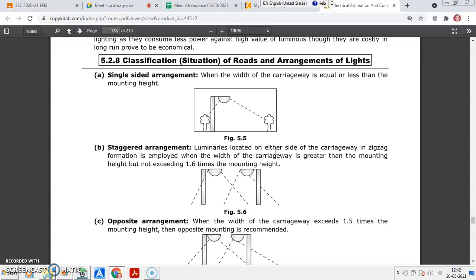If you have a lamp post of 9 feet and the road width is more than that, carriageway means the actual road that is used for traffic.